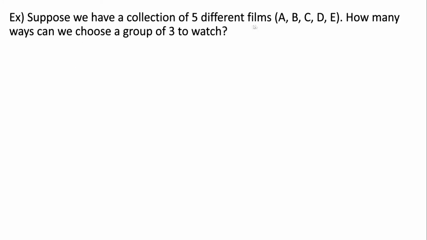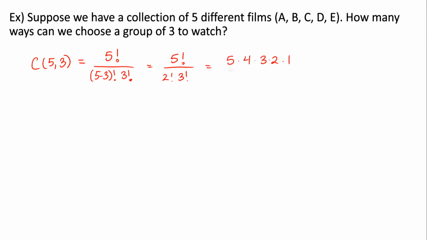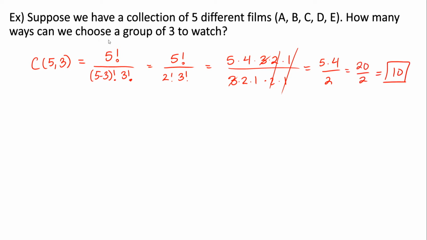Again, suppose we have a collection of 5 different films. We're calling them A, B, C, D, and E. How many ways can we choose a group of 3 movies to watch? Here we can use our combination formula. And there are some common factors that we can cancel out, so we end up being left with 5 times 4 over 2. 20 over 2, which is 10. And the key term that signaled that order doesn't matter in this problem is choosing a group of 3 to watch. They didn't say the order you're watching them in makes a difference. You just care about what 3 movies you're watching.